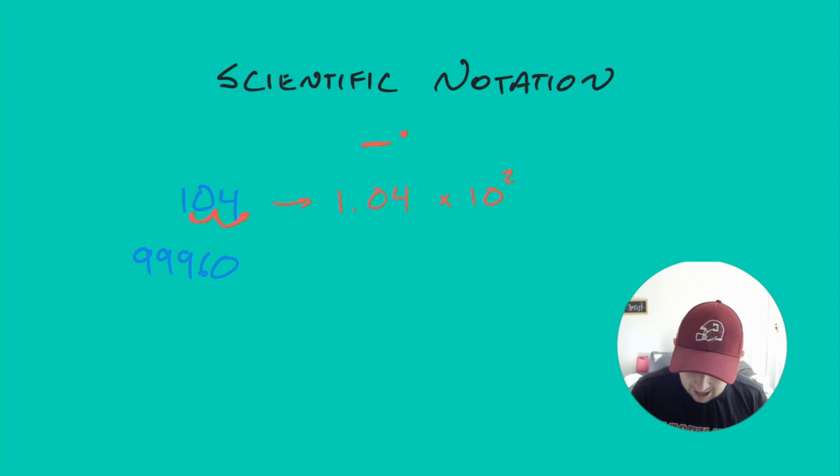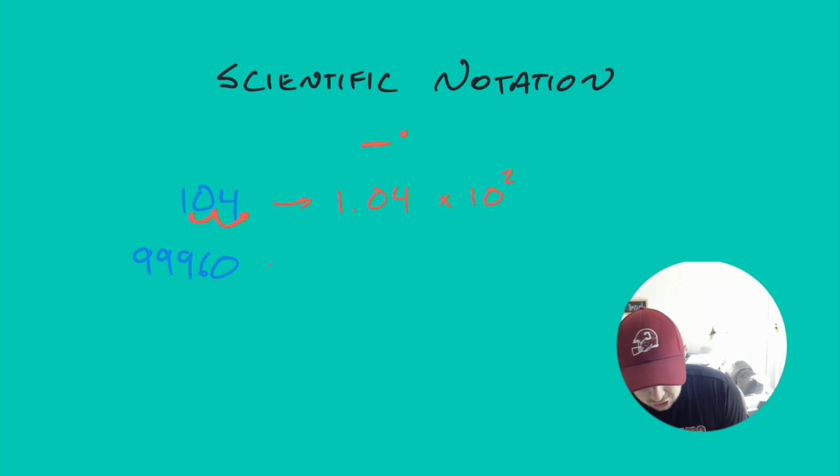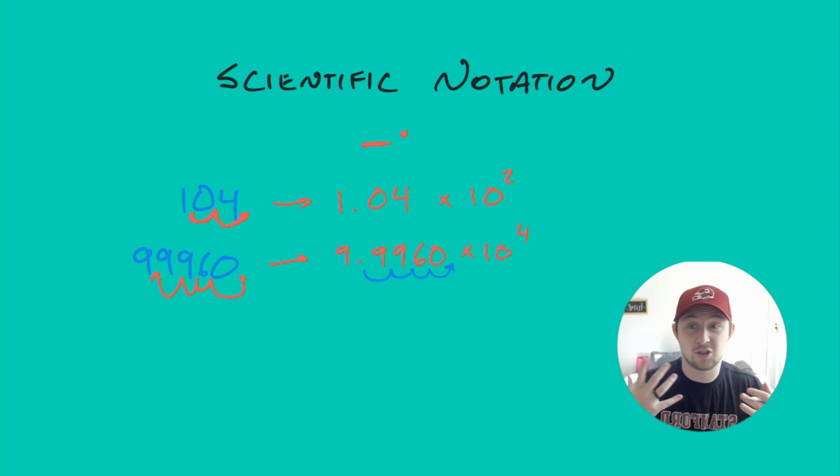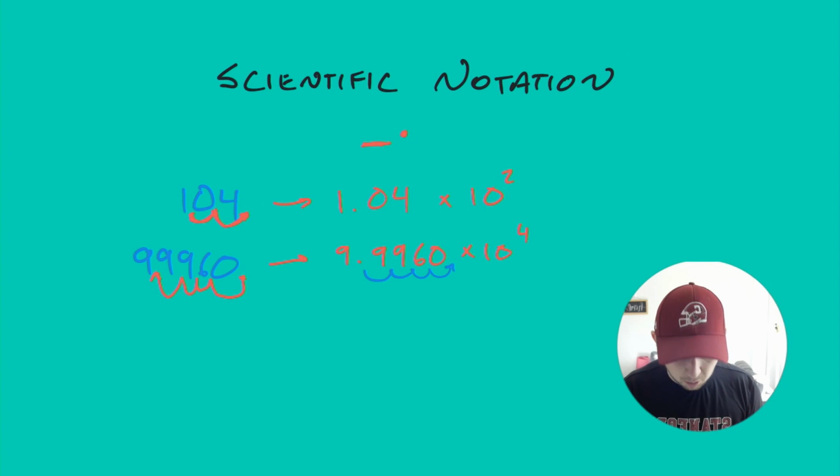All right, let's do another one here. This is 99,960. All right, if we wanted to write this as scientific notation, here's where our decimal place is here. We're going to jump over 1, 2, 3, 4 decimal places. So we would write that as 9.9960 times 10 to the power of 4. All right, when we jump over, we jump 1, 2, 3, 4, and that gives us our answer. So that's what determines what our exponent is.